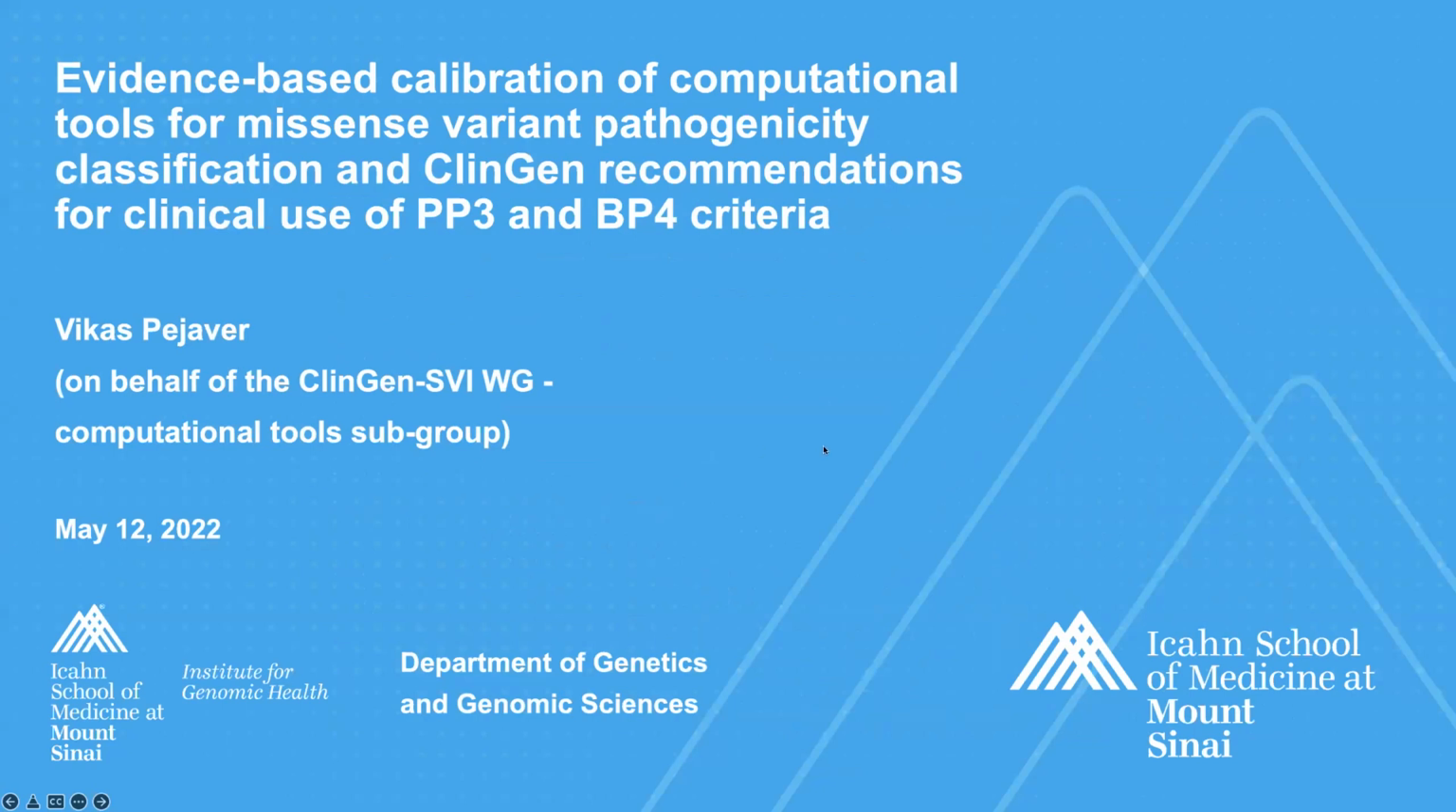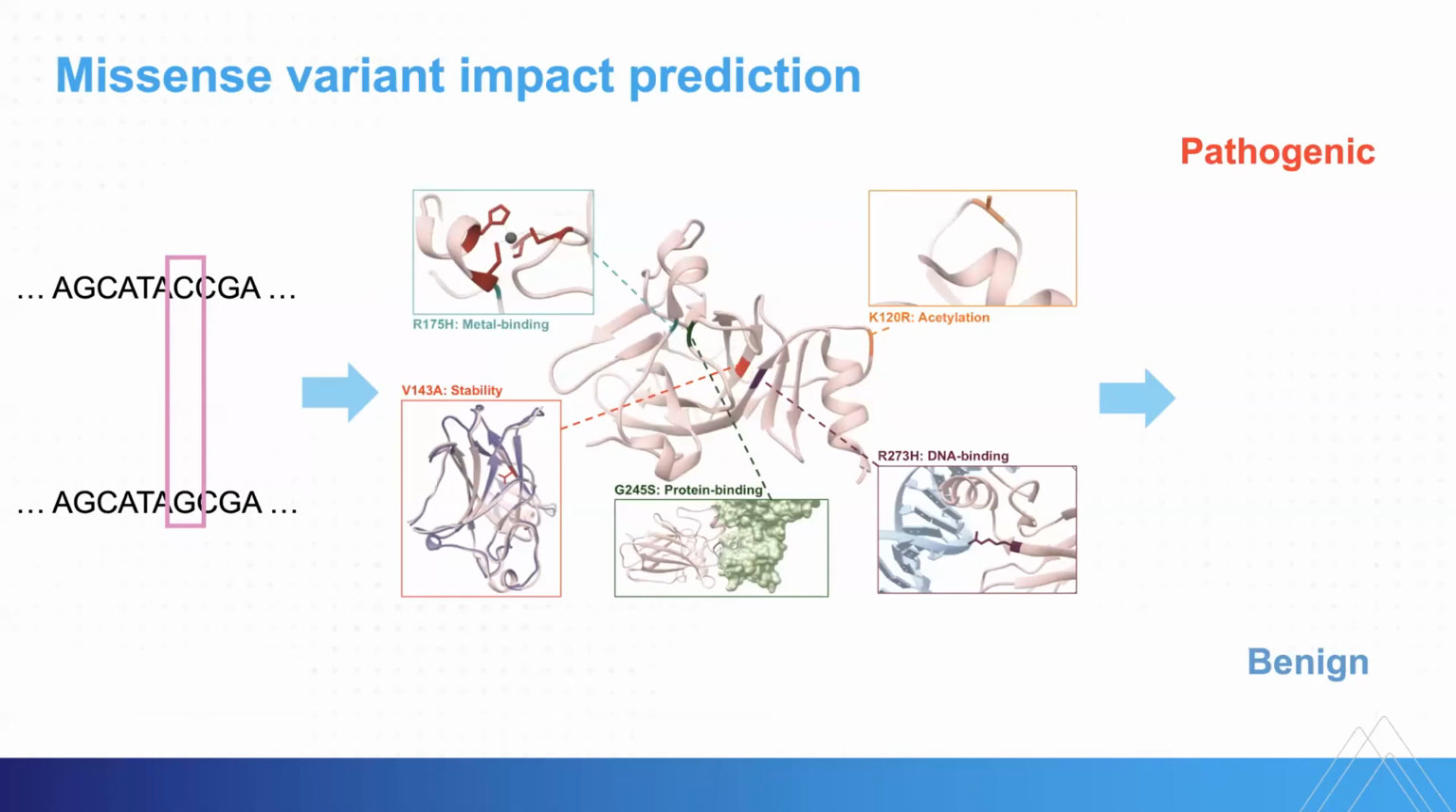I'm part of, as Jenny mentioned, we've been collaborating with the ClinGen SVI working group's computational subgroup for the past couple of years on improving, maybe redefining, thinking a little more deeply about specific criteria regarding the use of computational tools in clinical variant classification. And I'm going to start out by broadly giving a sense of what computational tools in this space do.